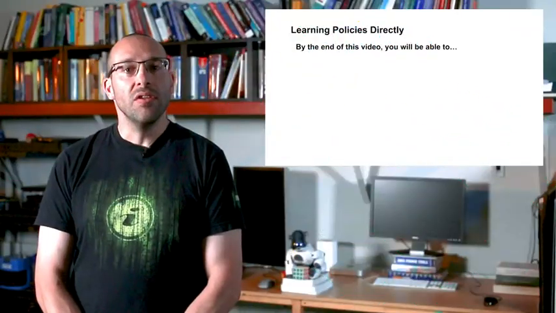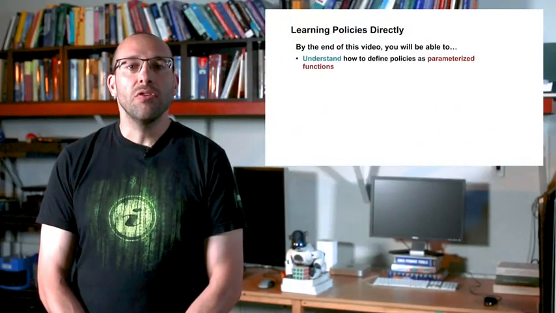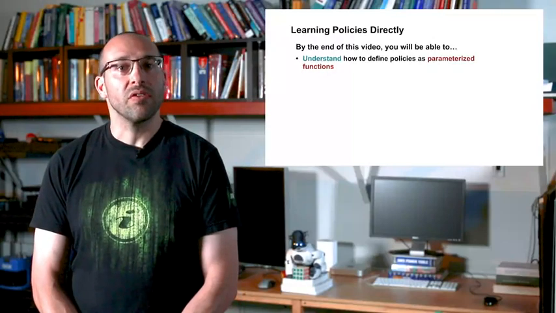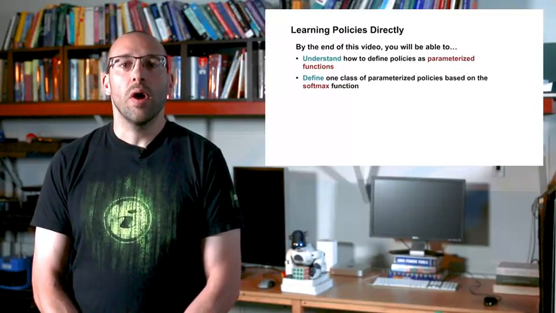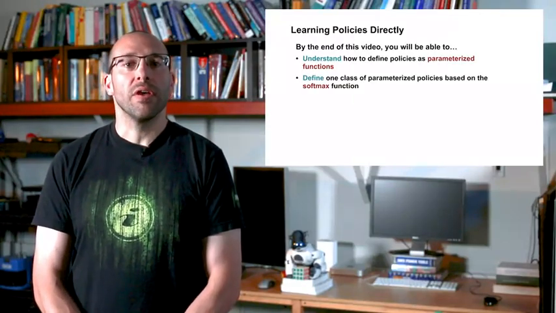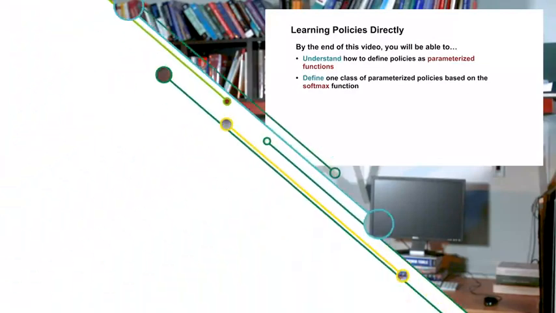So far, all the methods we've looked at for learning good policies estimate action values. Every control algorithm we've studied was built on the framework of generalized policy iteration. In this module, we'll explore a new class of methods where the policies are parameterized directly. By the end of this video, you'll be able to understand how to define policies as parameterized functions and define one class of parameterized policies based on the softmax function.